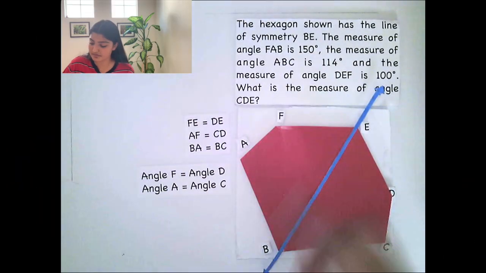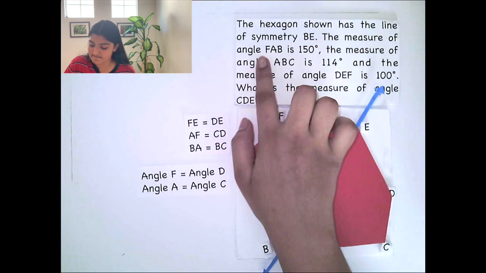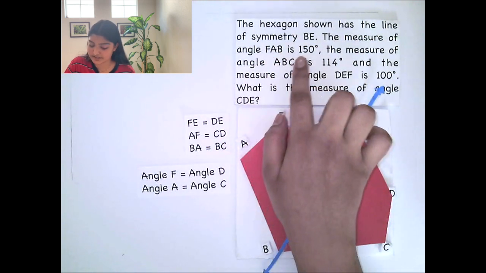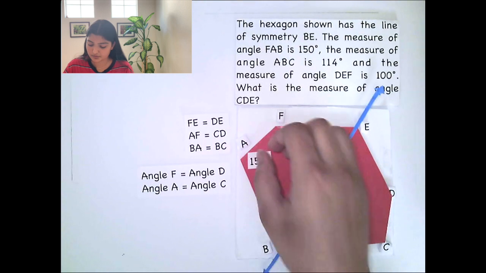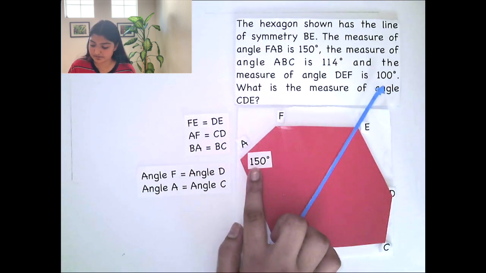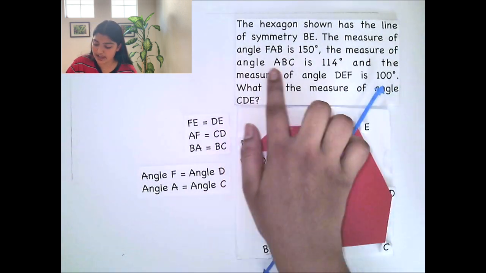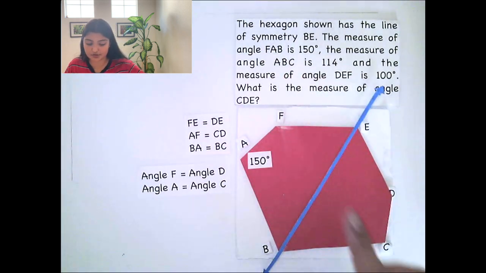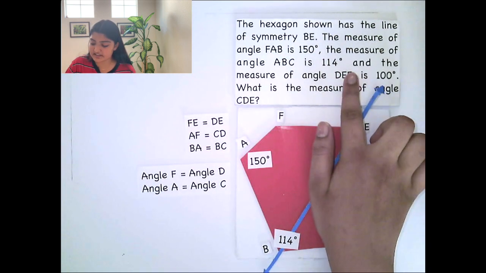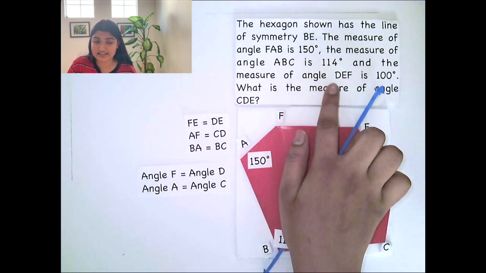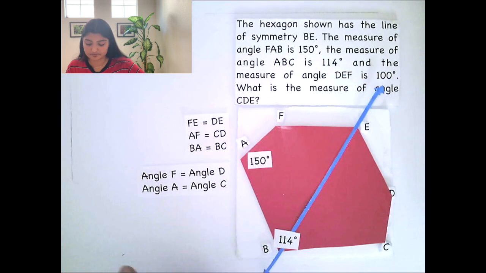Now that we've seen the properties of the line segment, let's go back and reread the question. The measure of angle FAB is 150 degrees. Here we have FAB, which is 150 degrees. The measure of angle ABC is 114 degrees. And finally, the measure of angle DEF is 100 degrees.